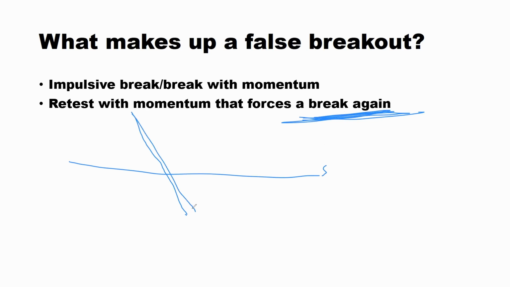If the break is strong with strong momentum, and the retest is also strong with momentum and breaks back inside, causing another break, this is what forms a false breakout. This is what makes a false breakout. Now, this will take us to the next thing we're going to talk about.